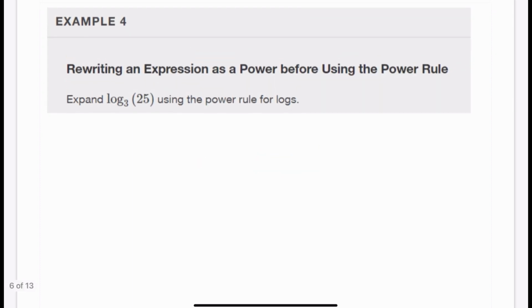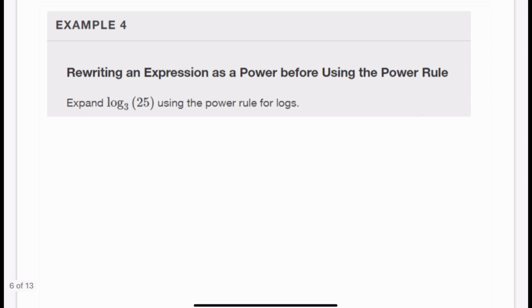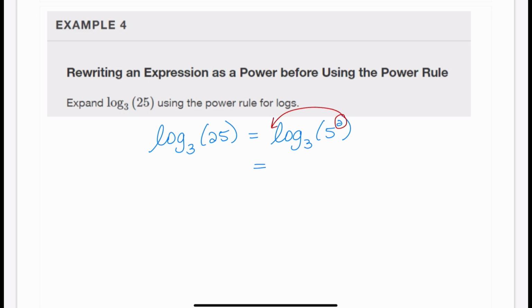All right, let's go ahead and try another example. In this case, it says rewrite an expression as a power before using the power rule. This is what I was trying to explain to you before. We have the log base 3 of 25. This can be rewritten as the log base 3 of 5 squared. And then according to the power rule, I can just move the 2 to the front. So this is equal to 2 times the log base 3 of 5.